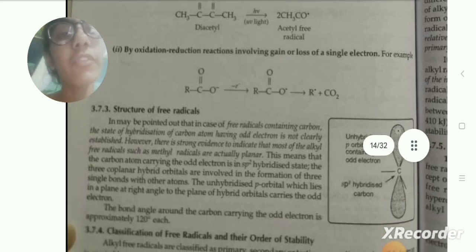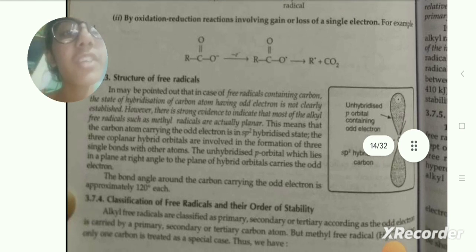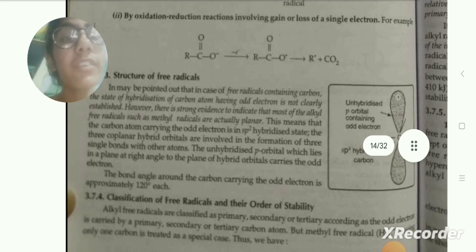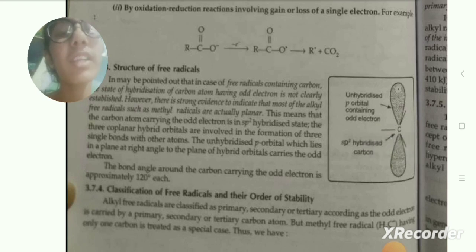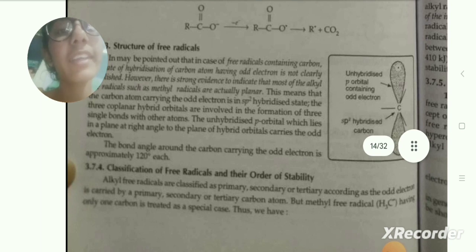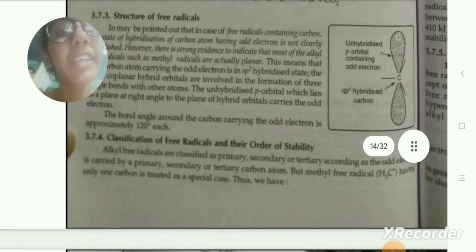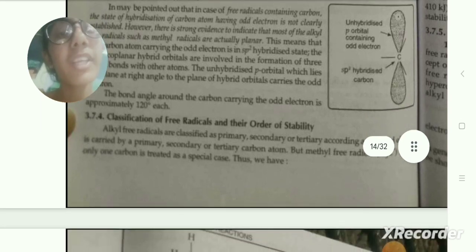Structure of free radicals. It may be pointed out that in the case of free radicals containing carbon, the state of hybridization of a carbon atom having one odd electron is not clearly established. However, there is strong evidence that most of the alkyl free radicals, such as methyl radicals, are actually planar. This means that the carbon atom carrying the odd electron is in an sp2 hybridized state, and the three coplanar hybrid orbitals are involved in the formation of the three single bonds with other atoms. The unhybridized p orbital, which lies at right angles to the plane of the hybrid orbitals, carries the odd electron. The bond angle around the carbon carrying the odd electron is approximately 120 degrees each.